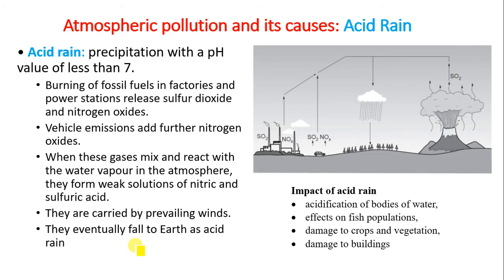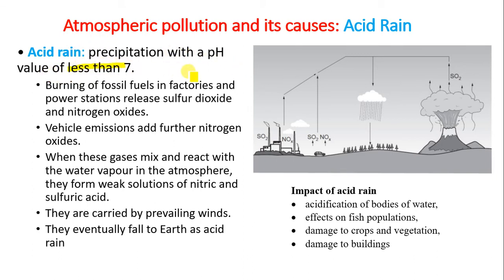Now, the next thing we'll be looking at in atmospheric pollution and its causes is acid rain. We've looked at smog, and now let's look at acid rain. Now, acid rain is precipitation which can be in the form of rainfall, snow, hail. So any form of precipitation with a pH value that is less than 7.